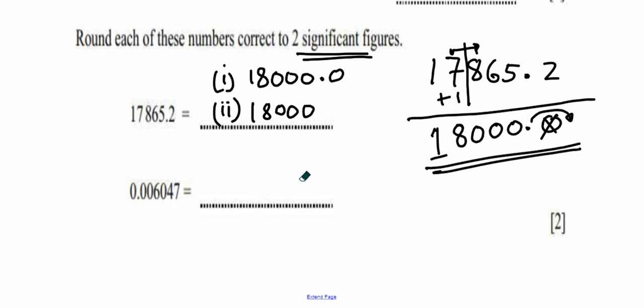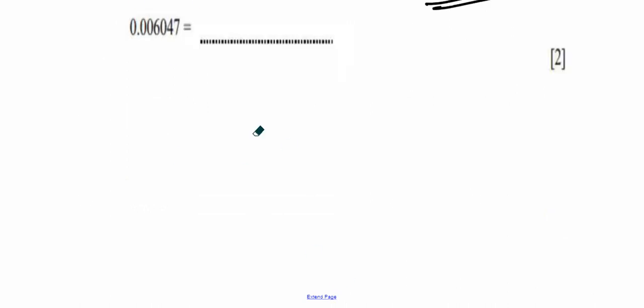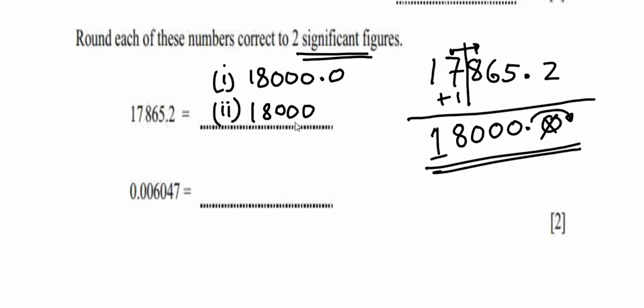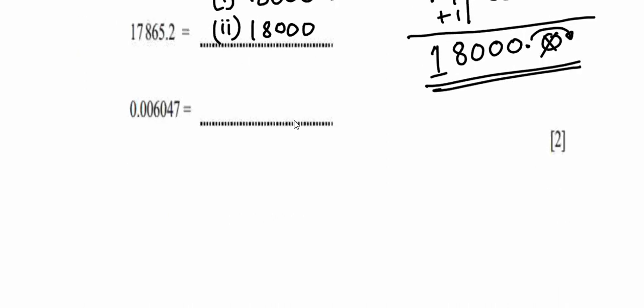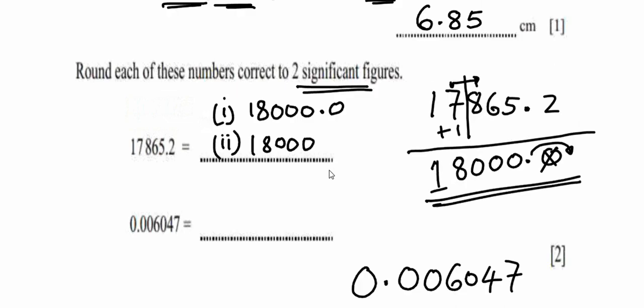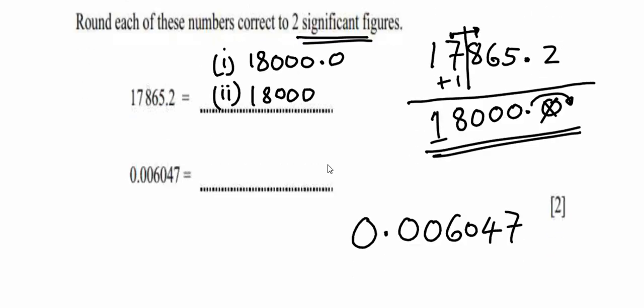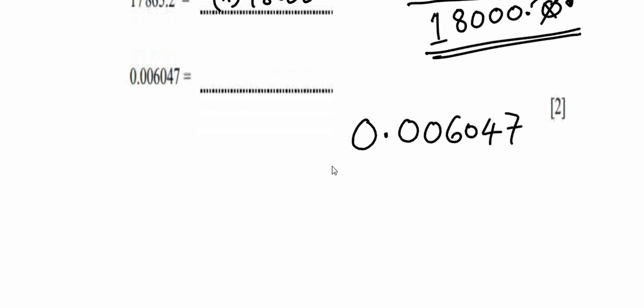Another question is this question over here. Round each of these correct to 2 significant figures, same instruction with different numbers. 0.006047. They need how many significant figures? They need 2 significant figures. But how many significant figures are here?